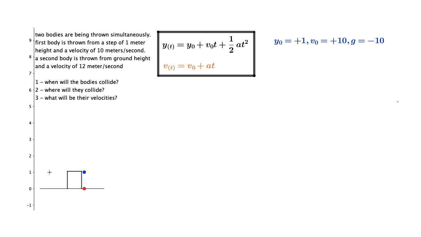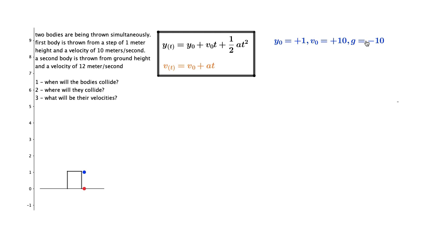And so y sub 0, the initial position, is just going to be plus 1. The initial velocity, we're told, is plus 10 meters per second up. And gravity, which is going to be the acceleration, the only acceleration in this case, is approximately minus 10 meters per second squared. Likewise, we can do the same thing for the red object.